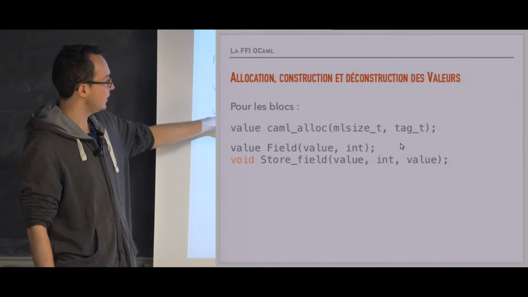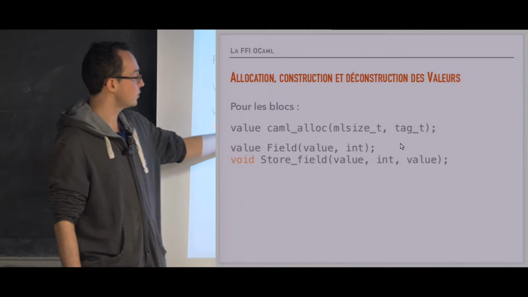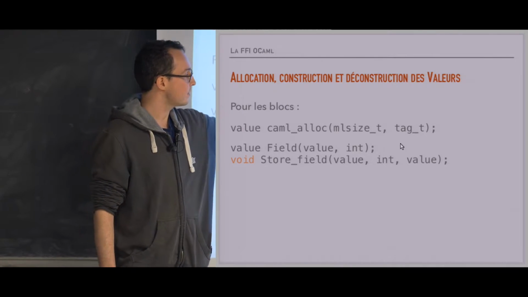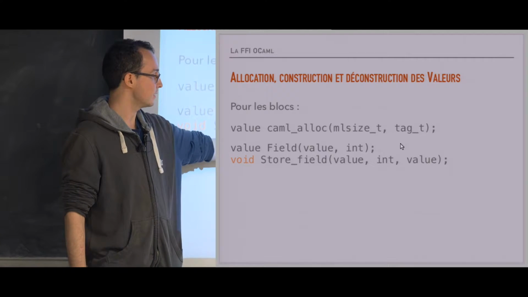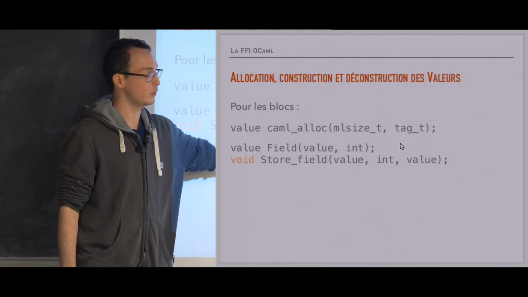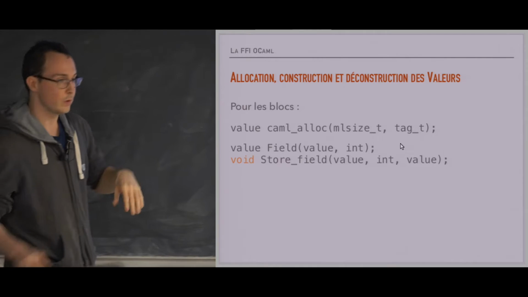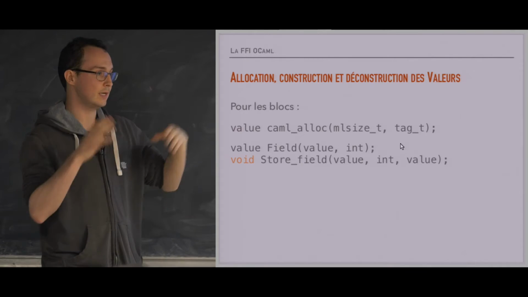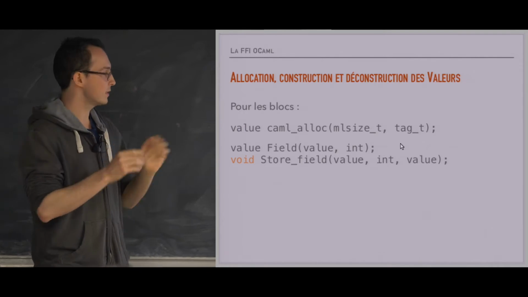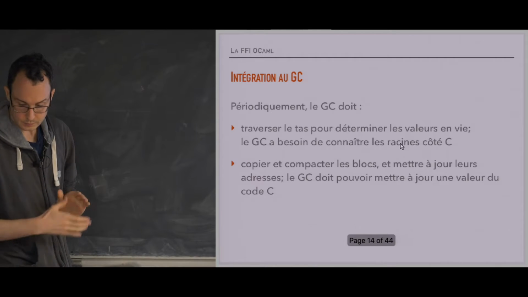And the field and store field functions will just read the nth word from the block and mutate the nth word from the block. So with these three functions, you can allocate a block, read one field, and set one field of this block.